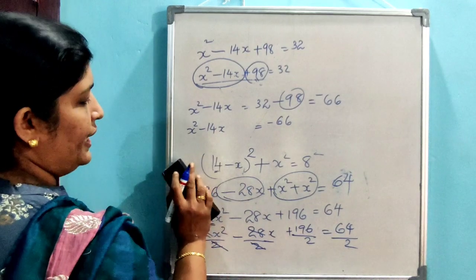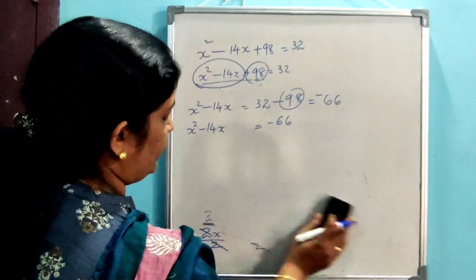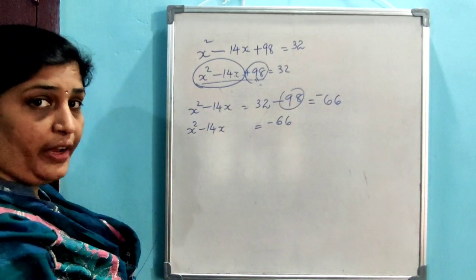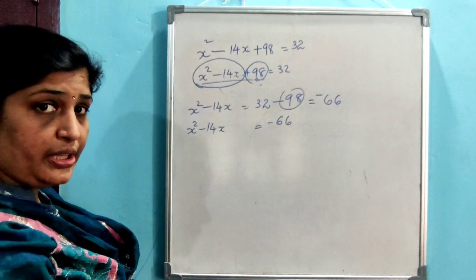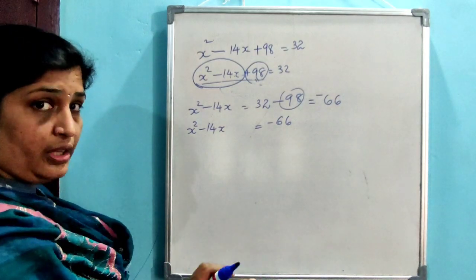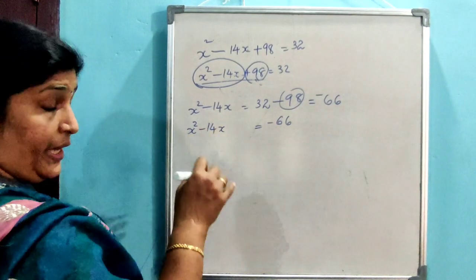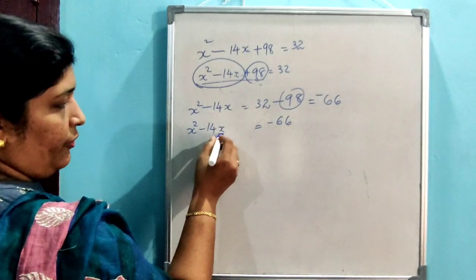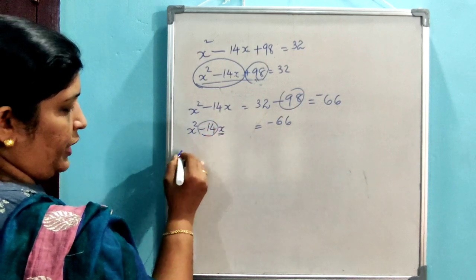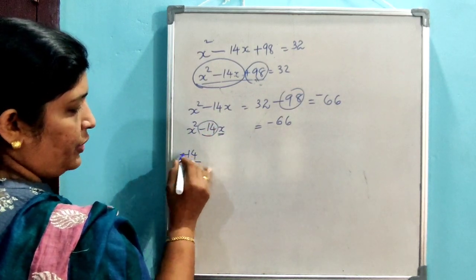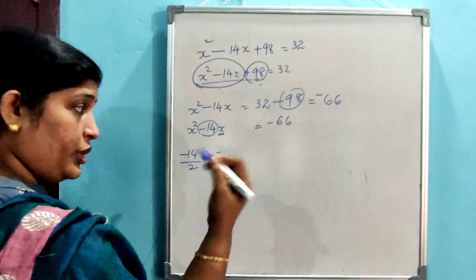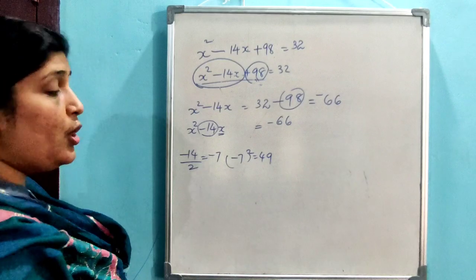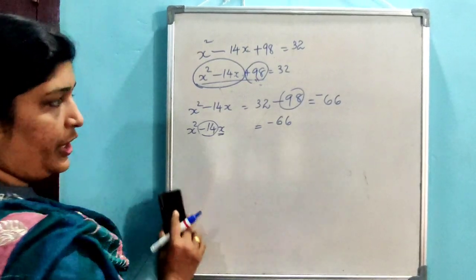So on one side we have variables and on the other side we have a number. Now we can make use of the square completion method. What is the square completion method? Add to both sides of the equation the square of half of the coefficient of x. Here, what is the coefficient of x? The coefficient of x is minus 14. What is its half? Minus 14 divided by 2 is equal to minus 7. What is its square? Minus 7 square is equal to 49. So add 49 on both sides of the equation.